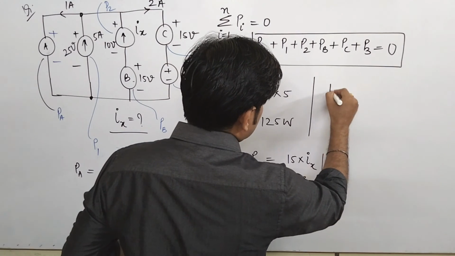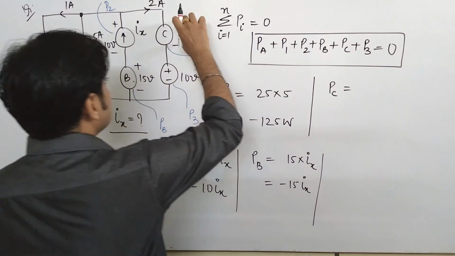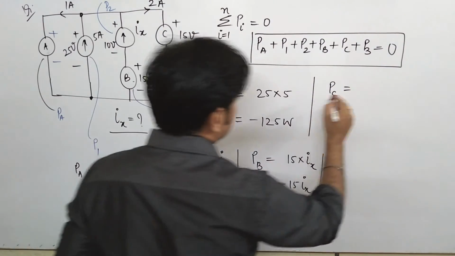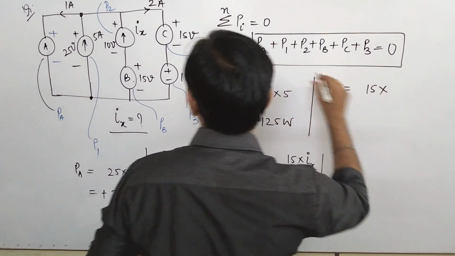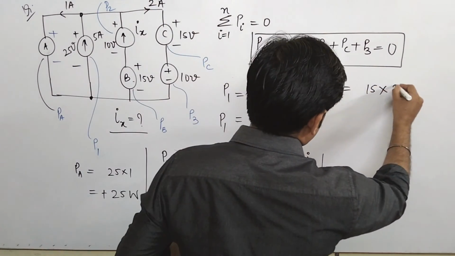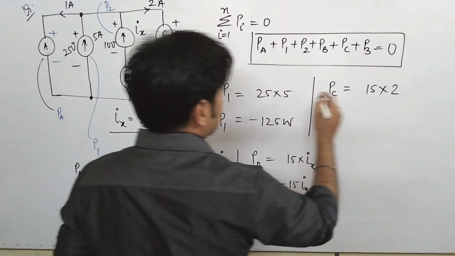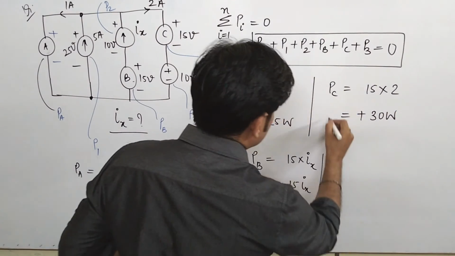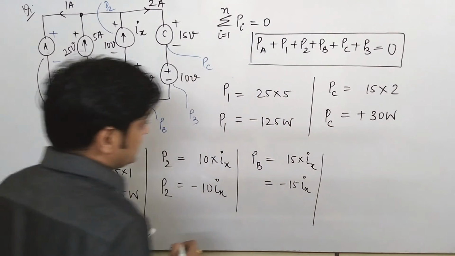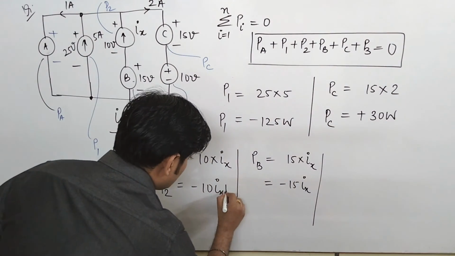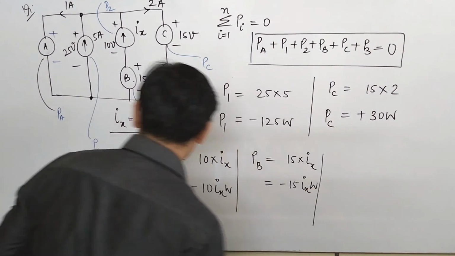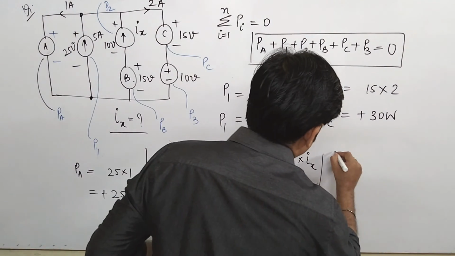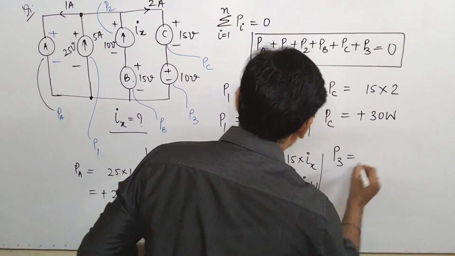Now come to PC. If we will talk about PC, PC is what? This is 15 volt. Okay, it is 15 volt. 2 is the current which is coming towards this. It means this element is absorbing the power. So PC comes to be how much? Plus 30 watt. This is all in watt. Okay, this is all in watt. PC is also over. Now come to the next, that is P3.